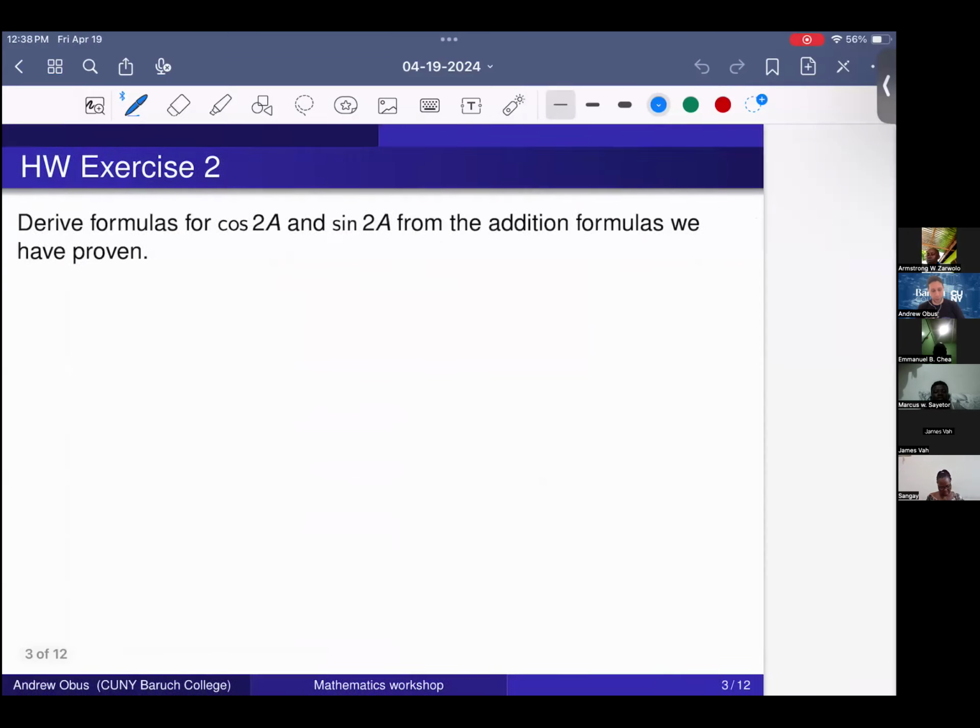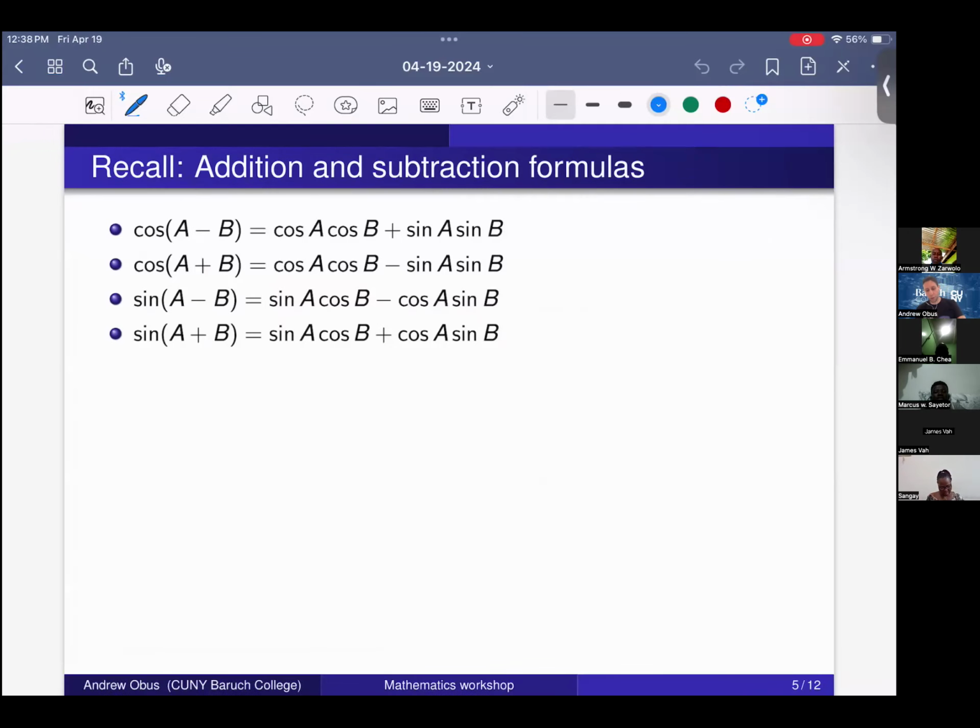Okay, so as usual, I want to start out by going over these homework exercises, but maybe before we look at the exercises, let's recall the addition and subtraction formulas that we did last time. Remember, cosine of a minus b is cosine A cosine B plus sine A sine B. This one we proved using geometry. We actually had to draw a picture to do this proof.